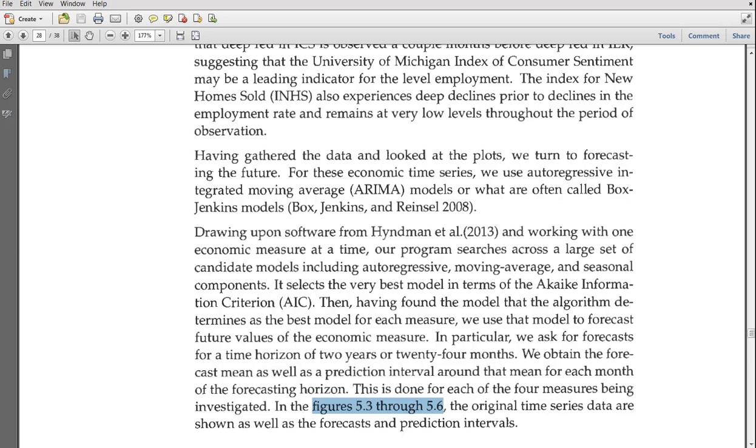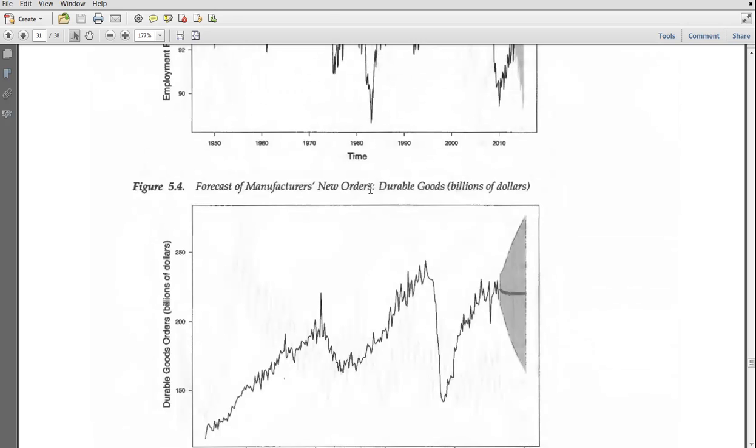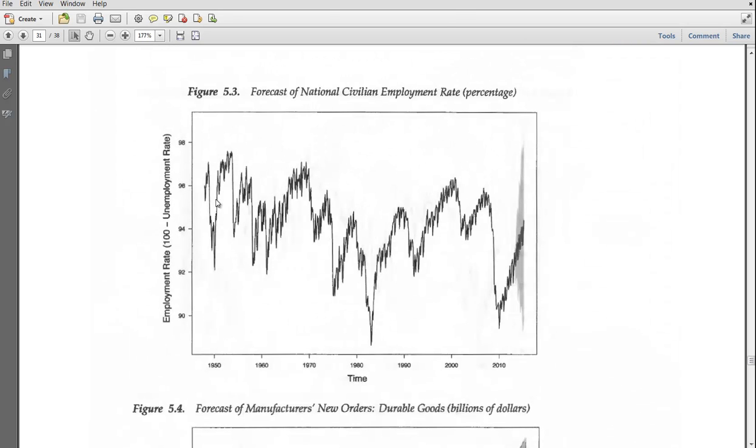So let's look at that. So here's 5.4. I don't know what happened. Oh, sorry. Here's 5.3. So this is the original data. This is the past data up to here. And then this is the prediction. So the model that was chosen by the algorithm then predicts that in the future, this is what the employment rate is going to move like this. Okay? And so this is the prediction, and this line, I guess, goes up and down and up and down and up and down.